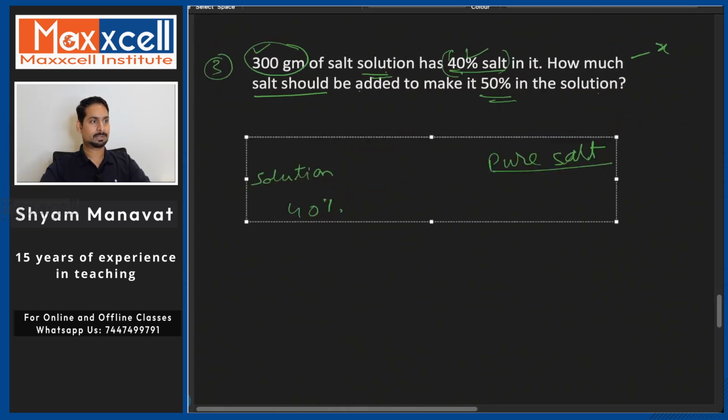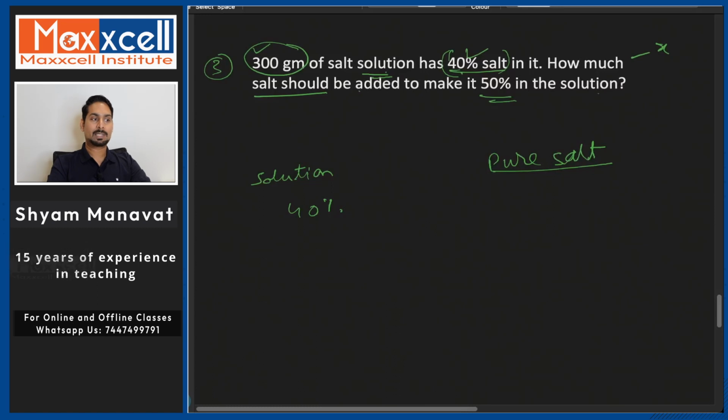So what will be the percentage concentration of salt in pure salt? Let me ask this question again. What is the percentage of salt in pure salt? In pure salt there will only be salt, right? That's why I'm calling it pure salt. That means it will be 100%. Purity we always measure in percentage, so pure salt will be 100%.